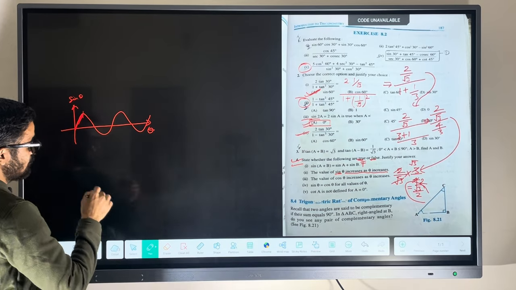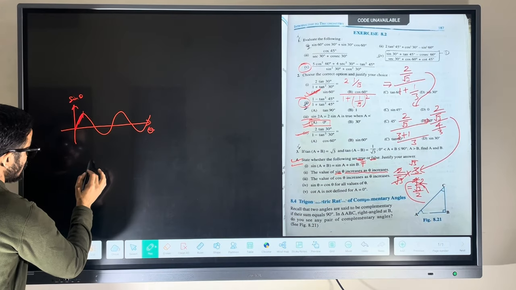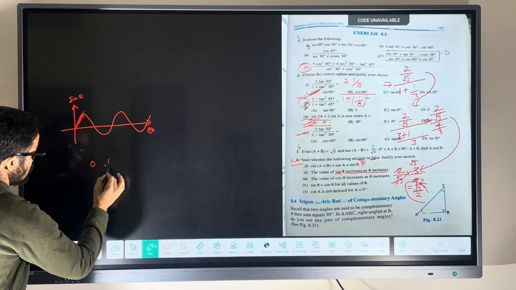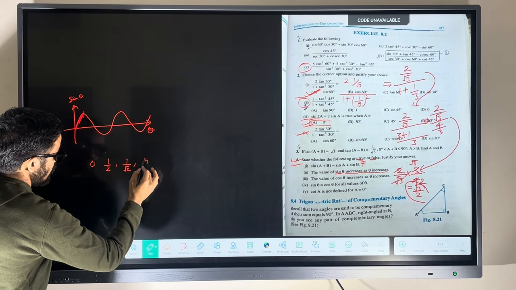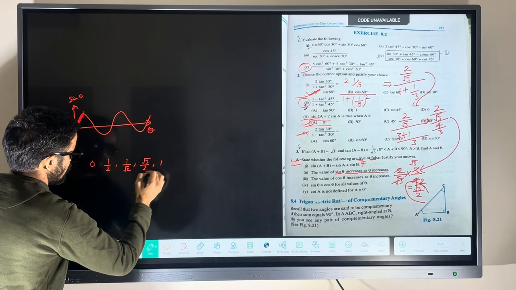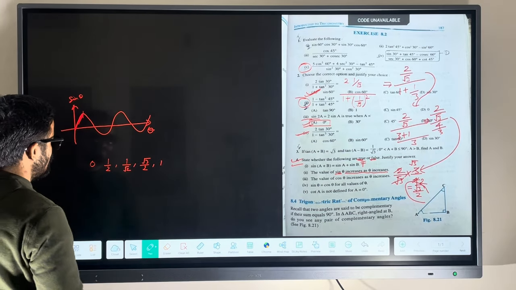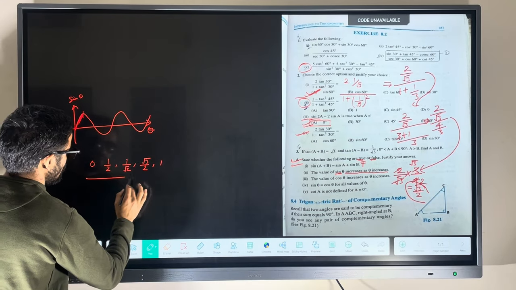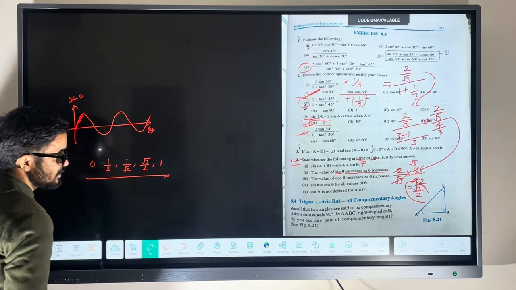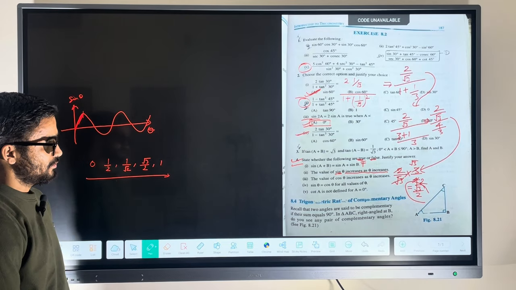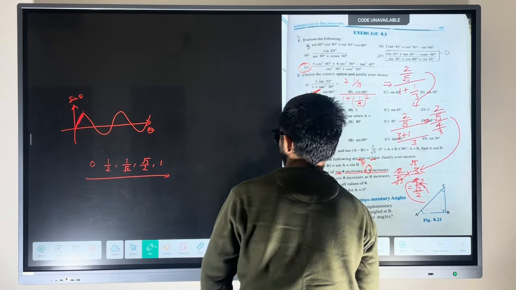So for that part this statement is true, because we know that sin 0 is 0, sin 30 is 1 by 2, sin 45 is 1 by root 2, sin 60 is root 3 by 2, and sin 90 is 1. Okay, so if we see this, we are seeing that it is increasing with the increment in the value of theta.